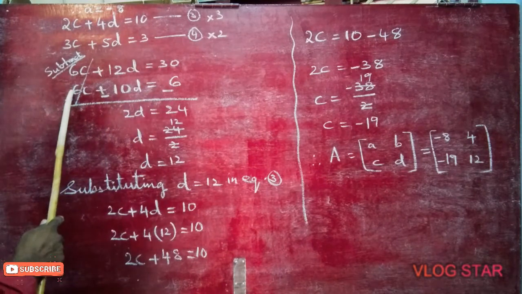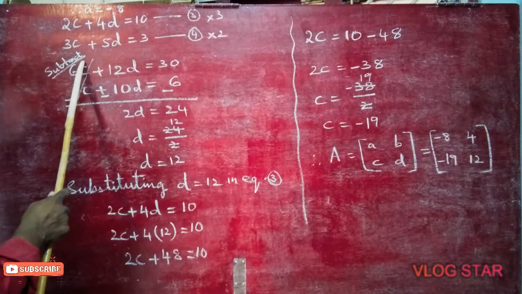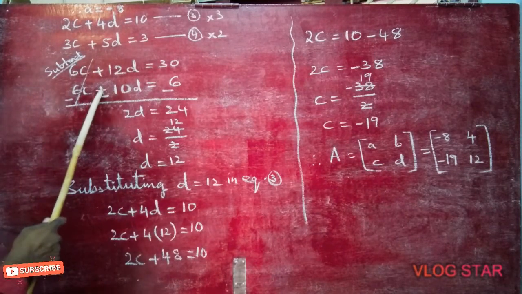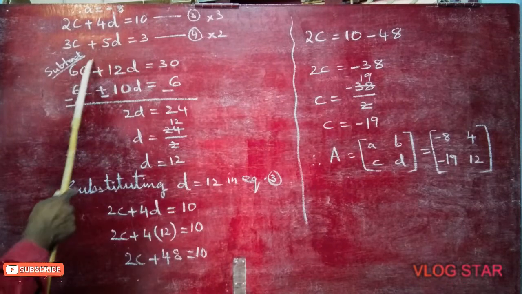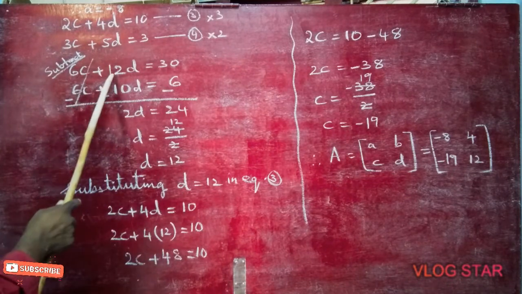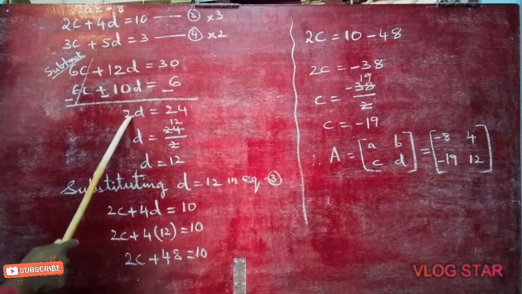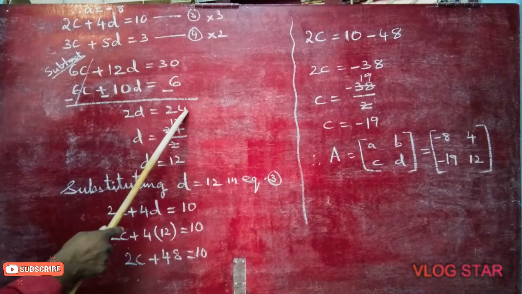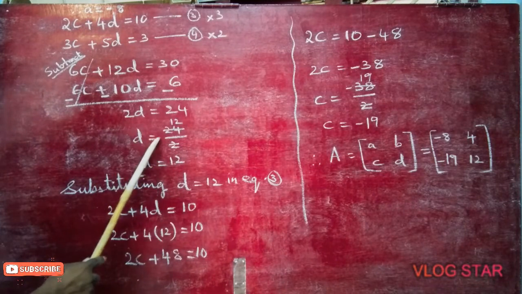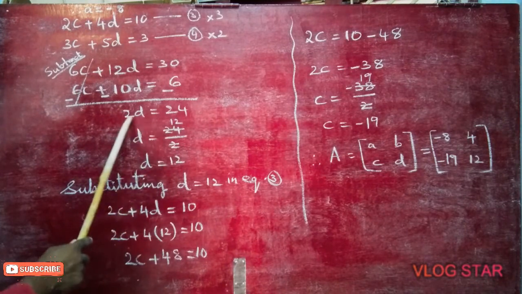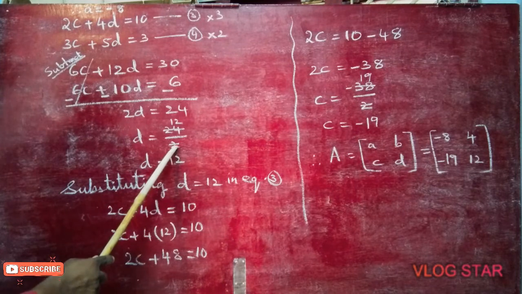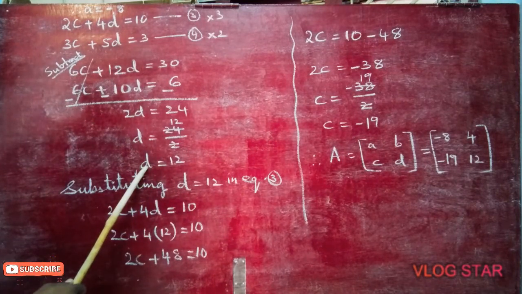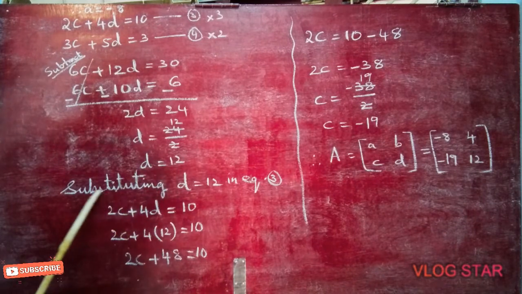Now same signs are there. I am going to subtract. Plus and minus get sign. When we are subtracting, plus becomes minus, plus becomes minus, plus becomes minus. Plus and minus get cancelled. 12d minus 10d is 2d is equal to 30 minus 6 is 24. d is equal to 24 by 2. Multiplication changes to division. 2 goes in 24 12 times. So d is equal to 12.